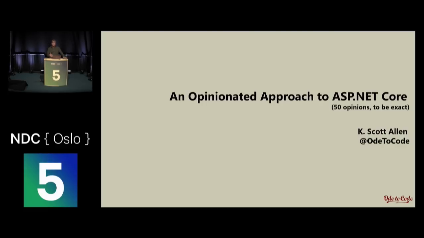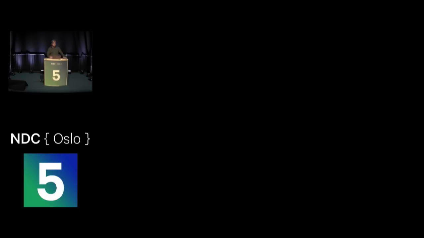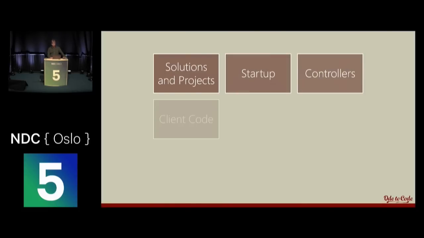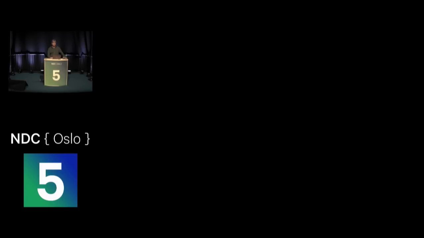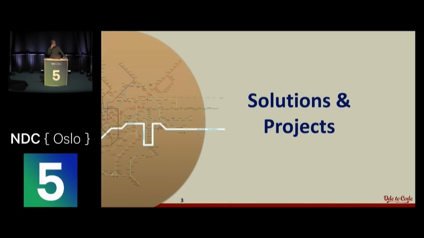So talking about building ASP.NET Core applications, I assume you already have some familiarity with ASP.NET Core. So I just have a series of tips that I want to walk through, opinions. I'm not talking about best practices. I'm just talking about the things that I like to see when I'm in a project. And the tips I have are broken up into solutions and projects, startup code, writing controllers, writing client code, writing C# code, views, and testing. Let's talk first about setting up solutions and projects.